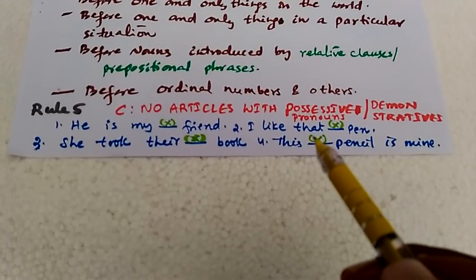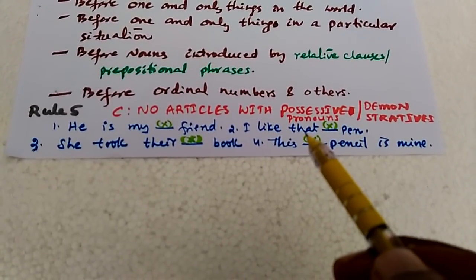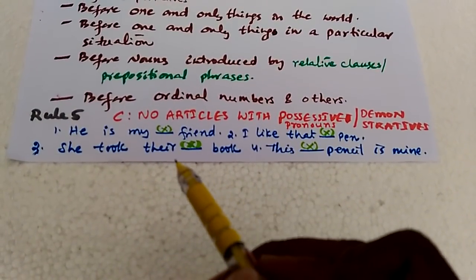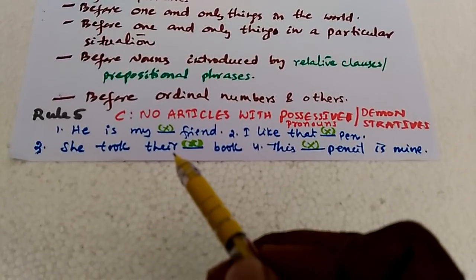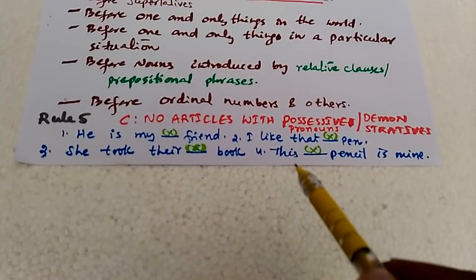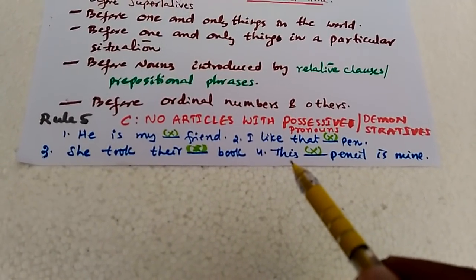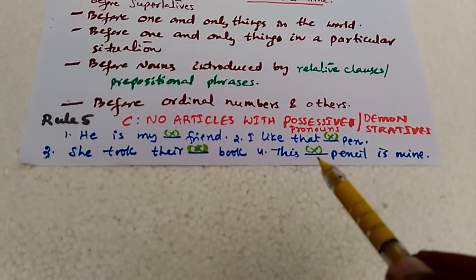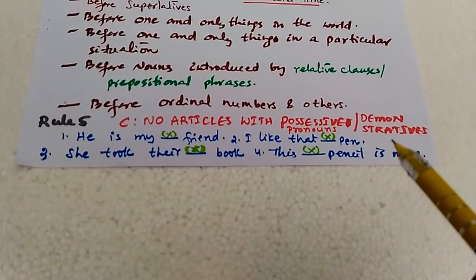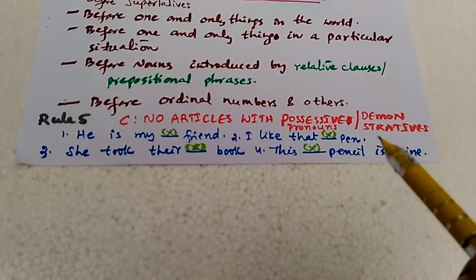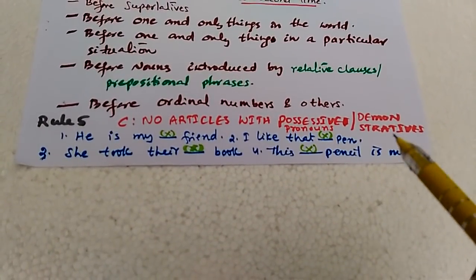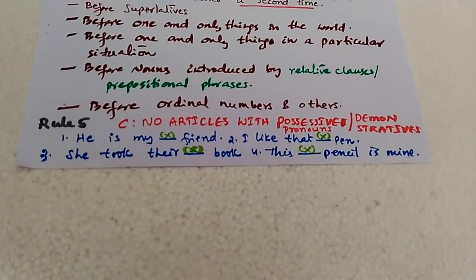I like that pen. Between the demonstrative pronoun that and the noun, there should be no article. She took their book. Before the possessive adjective there and the noun, there should be no article. This pencil is mine. Before this demonstrative pronoun, that is this, and the noun, there should be no article. In this way, between the possessive adjective and a noun, or between demonstratives and a noun, there should be no article.